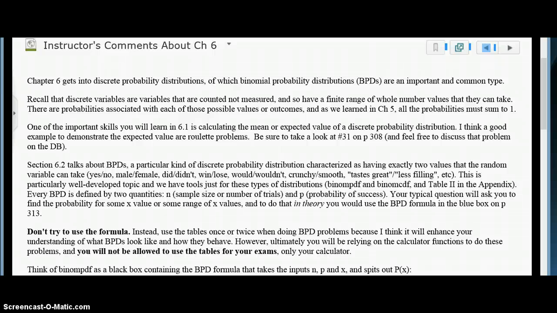The difference is binomial PDF means a point distribution. So if you're looking at the probability of 3 or the probability of 7, that would fall under the binomial PDF. Binomial CDF stands for cumulative density function, and so that means that you're cumulating all the way up to that number. So practice with it.